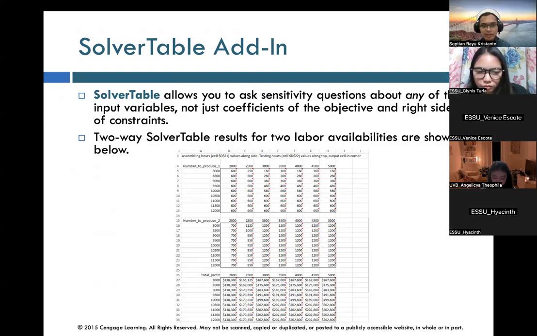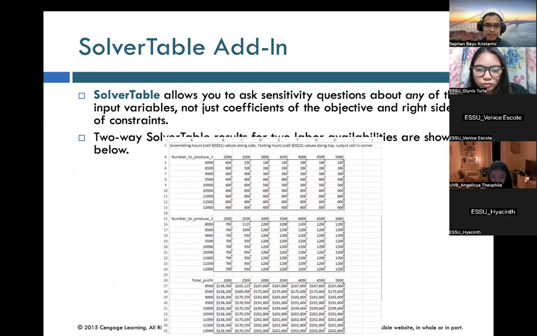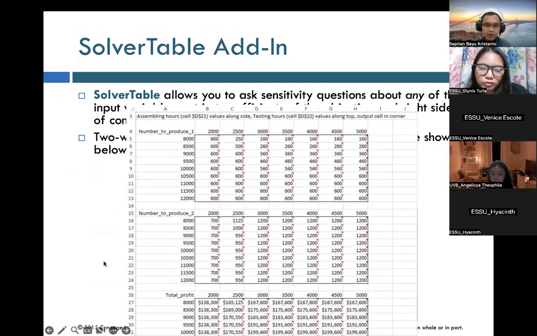With the solver tables, we can find any possibilities that could happen in our analysis. You can check with this information. If you want to produce in 2015, and 3000s, 3 and 3.5, 4000s and 4.5 and 5000s, they will give you any options or possibilities that could happen in our analysis.